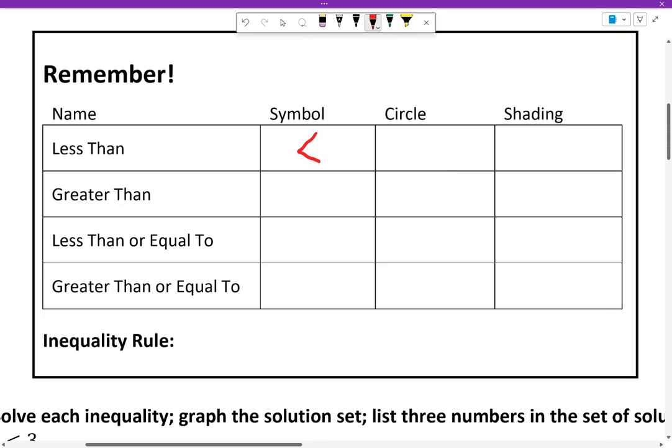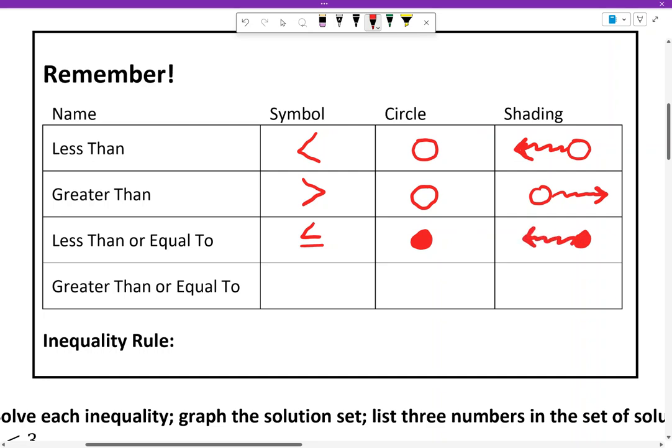The circle we use when we shade is going to be an open circle, and we will shade left, less than, to the left. Greater than is going to look like this. It also uses an open circle, but will shade to the right. Less than or equal to adds half of an equal sign to your symbol. We shade in the circle on our graph because we're including that number, and we shade to the left. And greater than or equal to also is filled in, and we shade to the right.